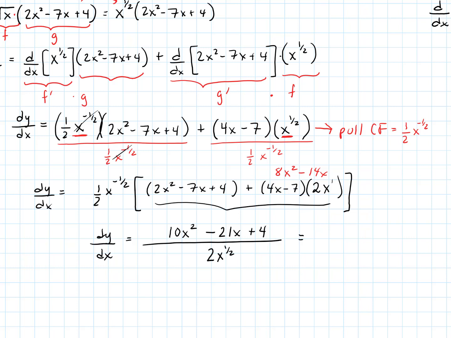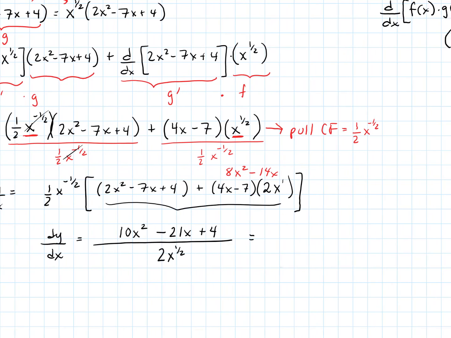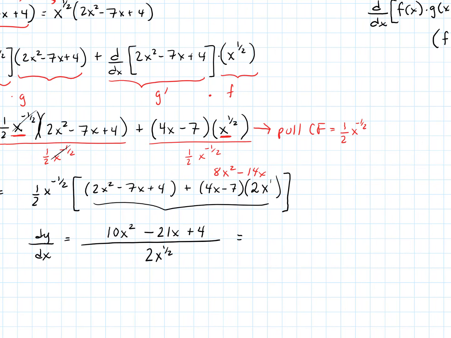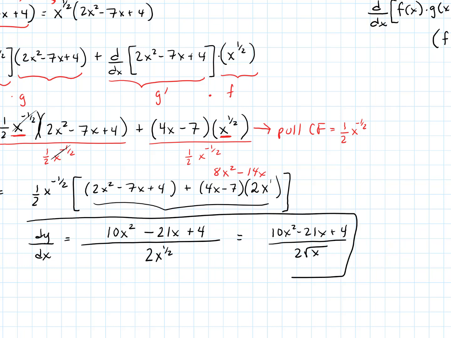All right, now this is a nice cleaned up derivative. I don't even need those brackets anymore, so I'm going to drop them. This is a very user friendly derivative, one that I can use to do all sorts of things. So 10x squared minus 21x plus 4 over 2 square root of x, if we prefer the root version, if we prefer to write a square root instead of a rational exponent. And there we go. And now we can do all kinds of things.